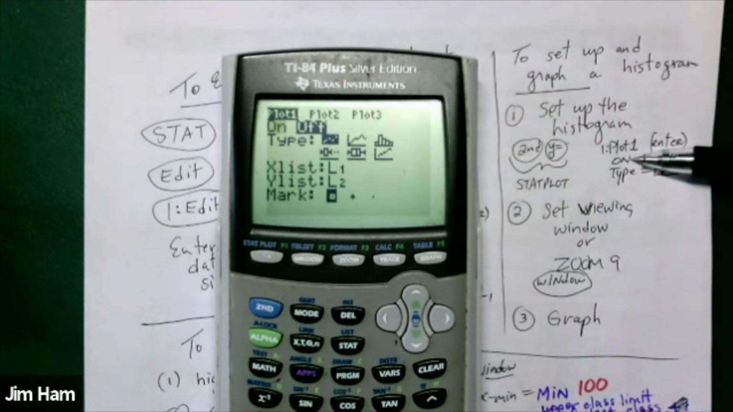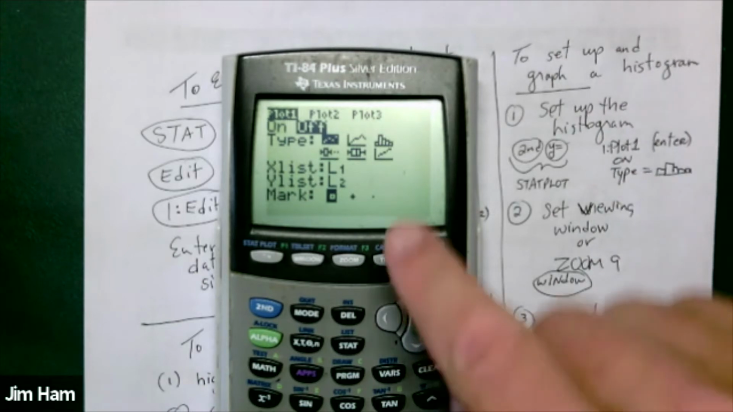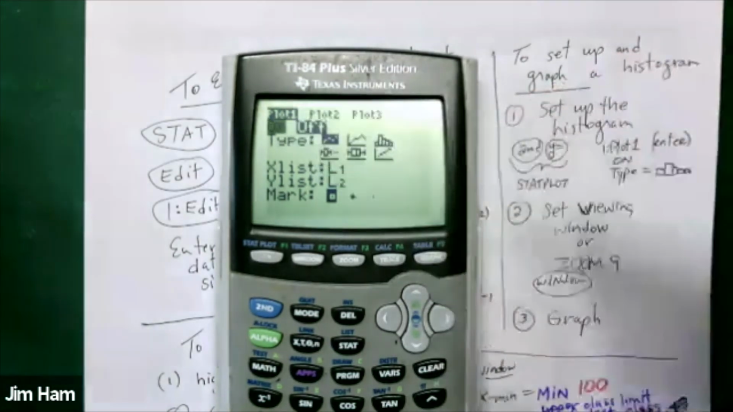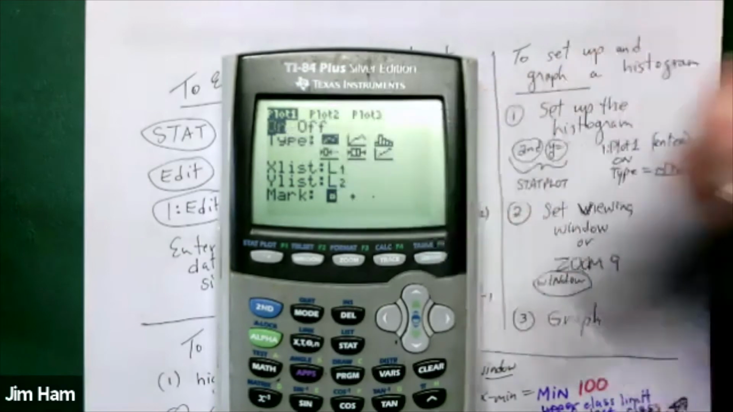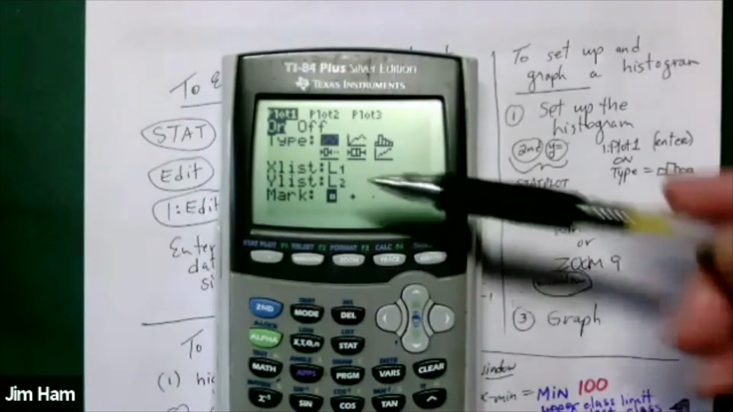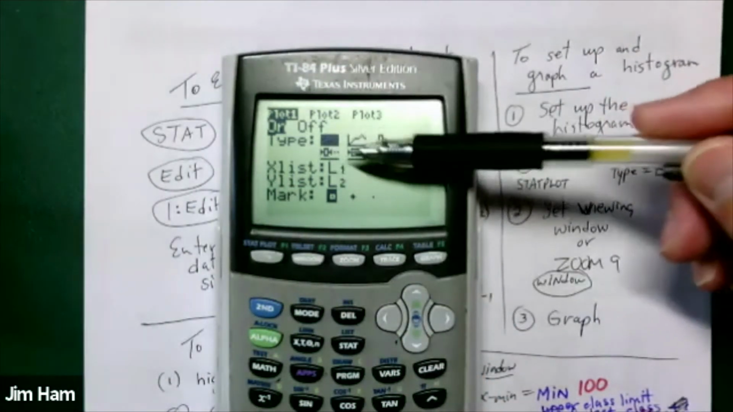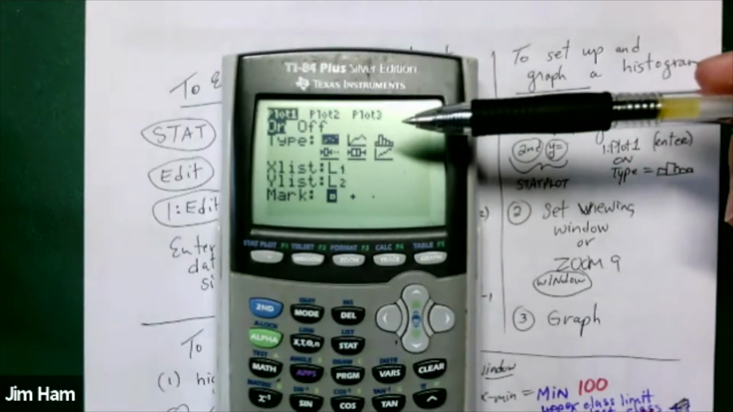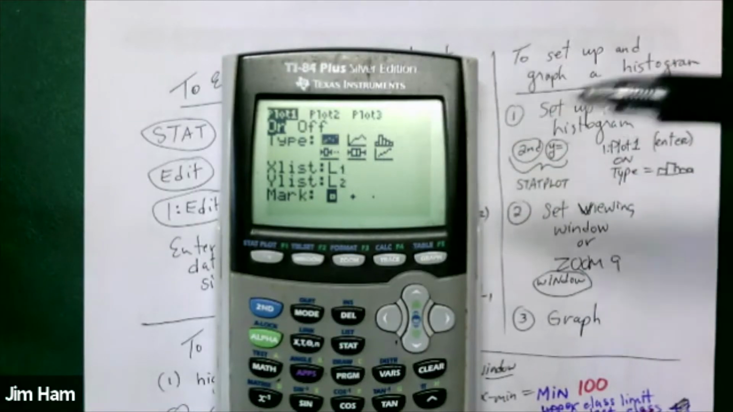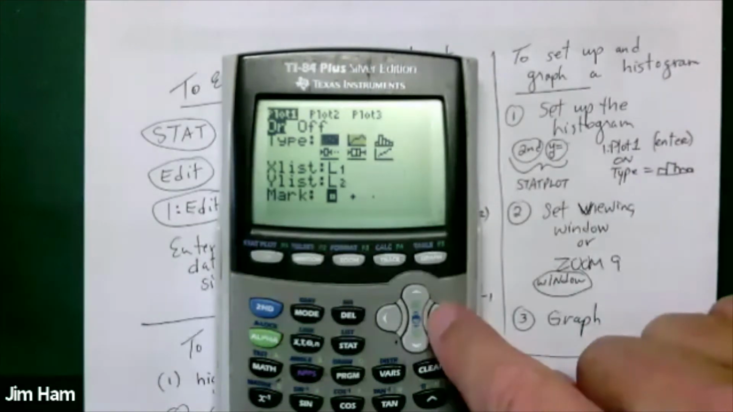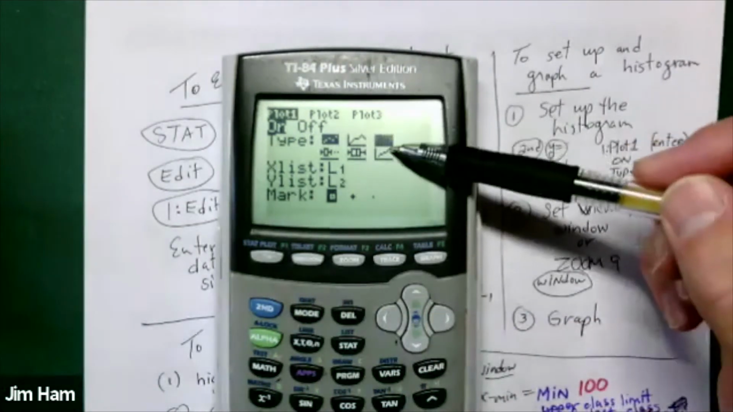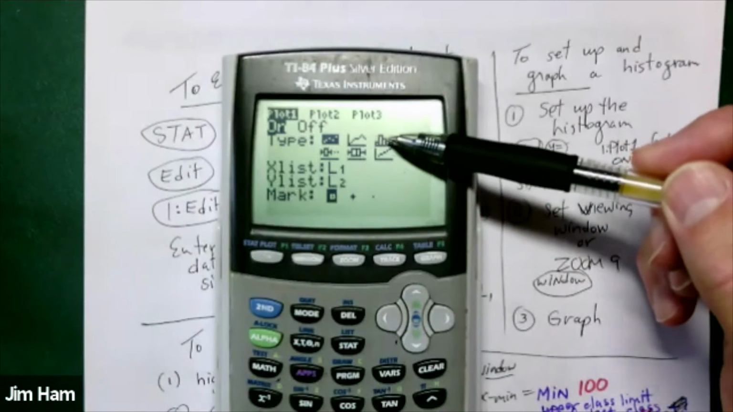Inside plot 1, you want to turn it on. So with the cursor hovering over on, you want to physically hit enter, and that changes it from plot off to plot on. Then go down. You have 1, 2, 3, 4, 5, 6 different possible graphs that this graphing calculator will construct. And we want the one that looks like a histogram. So again, with the arrow keys, I'm going to move over until I'm hovering above the histogram.